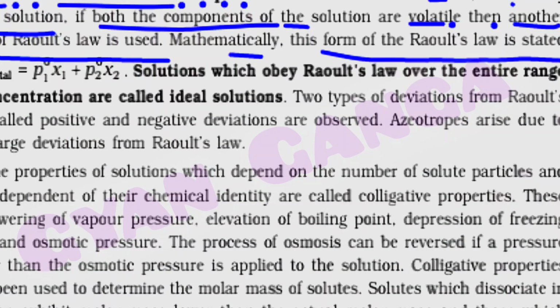Solutions which obey Raoult's law over the entire range of concentration are called ideal solutions. Two types of deviation from Raoult's law, called positive and negative deviations, are observed. An azeotrope arises due to very large deviation from Raoult's law.